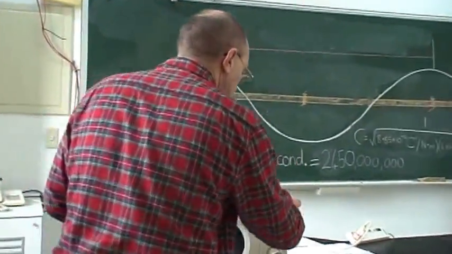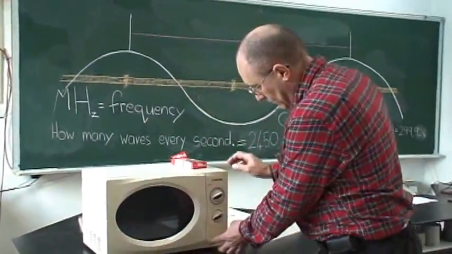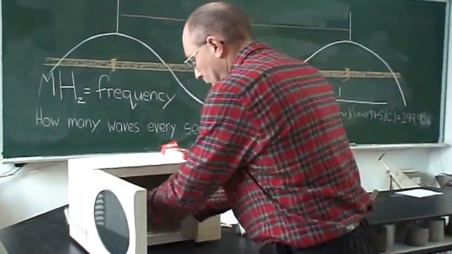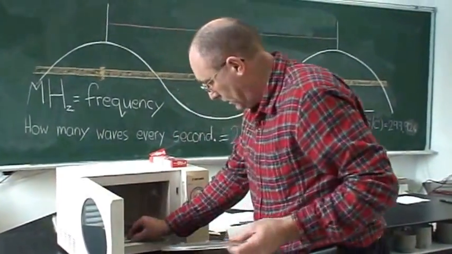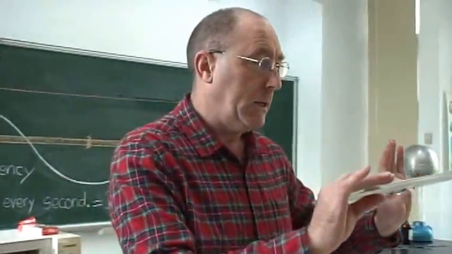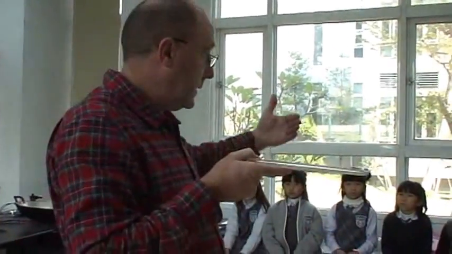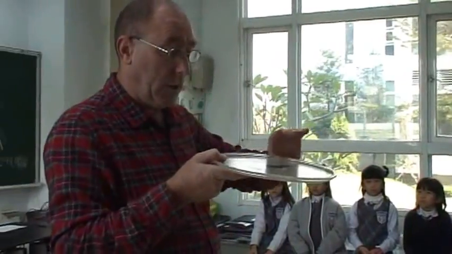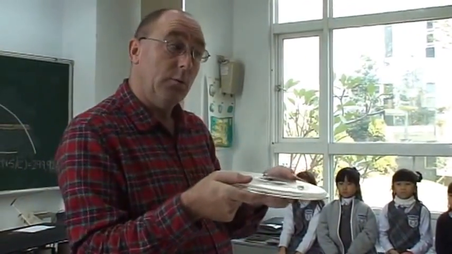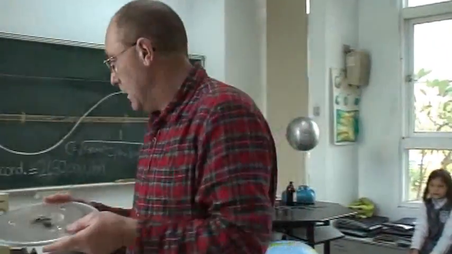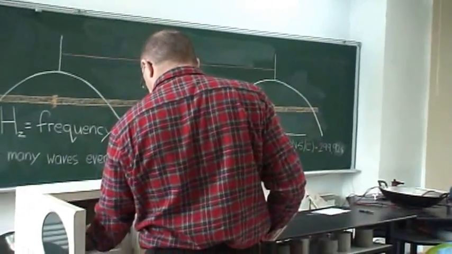So let's put this. Ready? Now, here's the plate. I don't want the plate to go round. I want the waves to go across and melt the chocolate. So I'm going to turn it upside down and it won't move. So we put that in there.